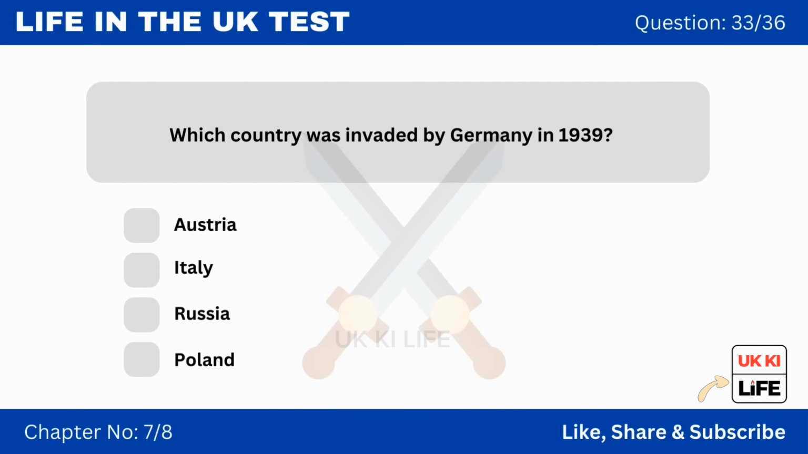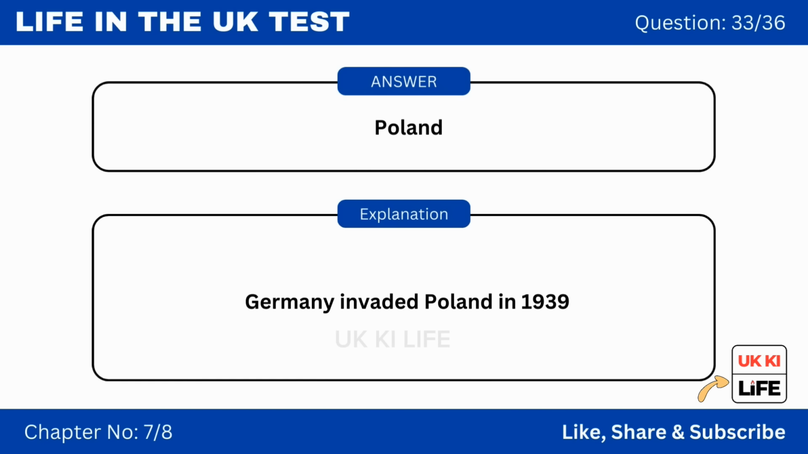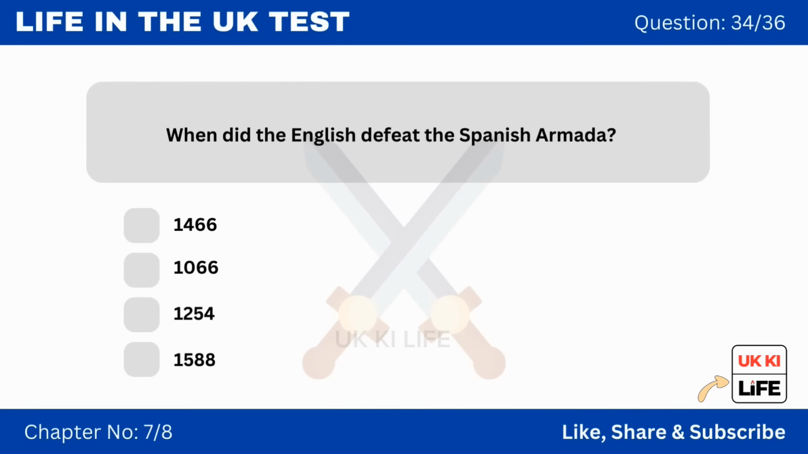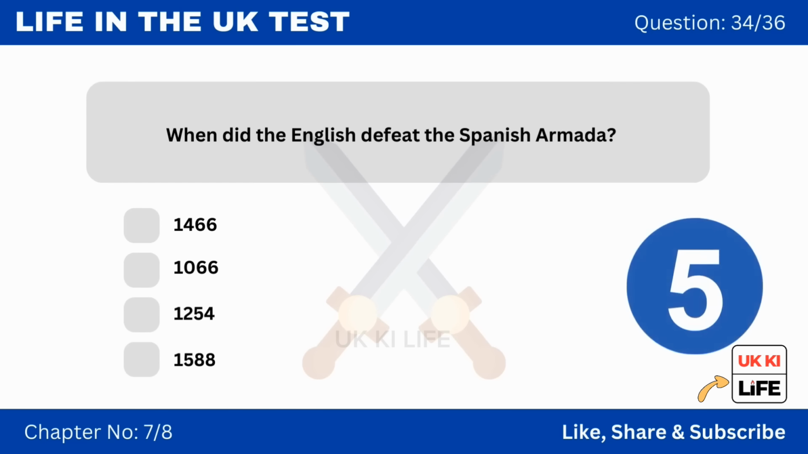The correct option is D. Explanation. Germany invaded Poland in 1939. Question 34. When did the English defeat the Spanish Armada? 1466, 1066, 1254, 1588.